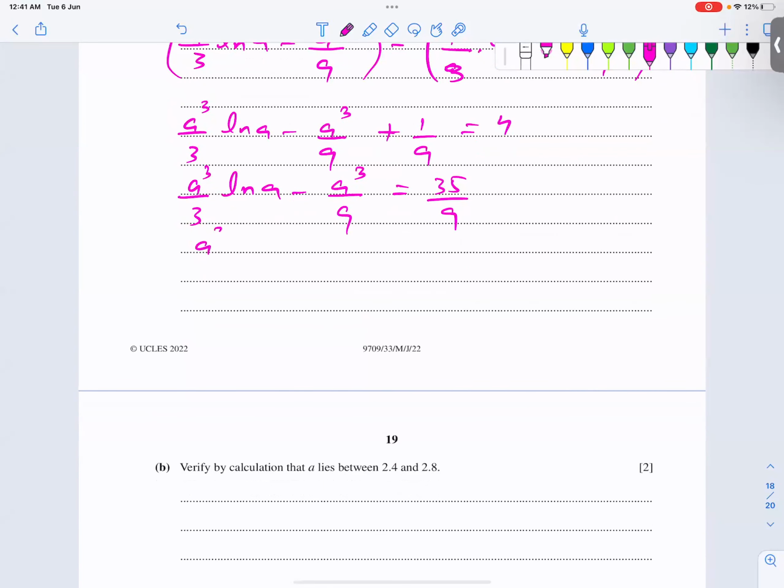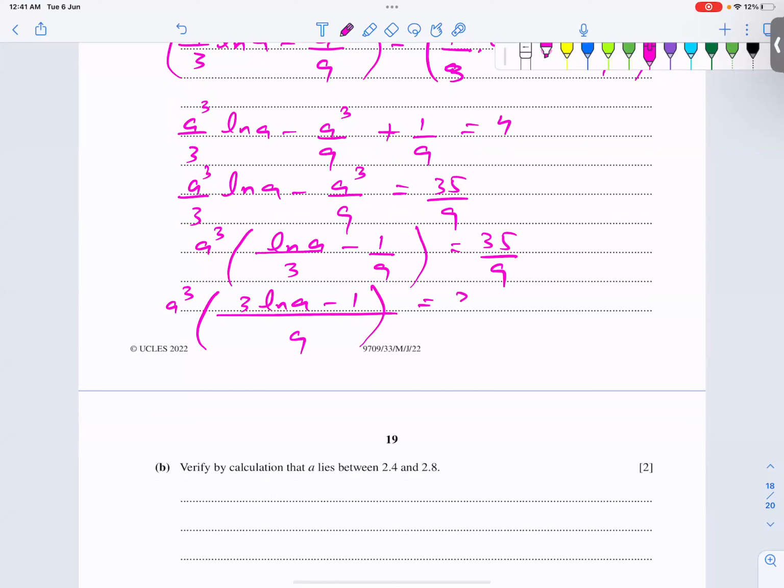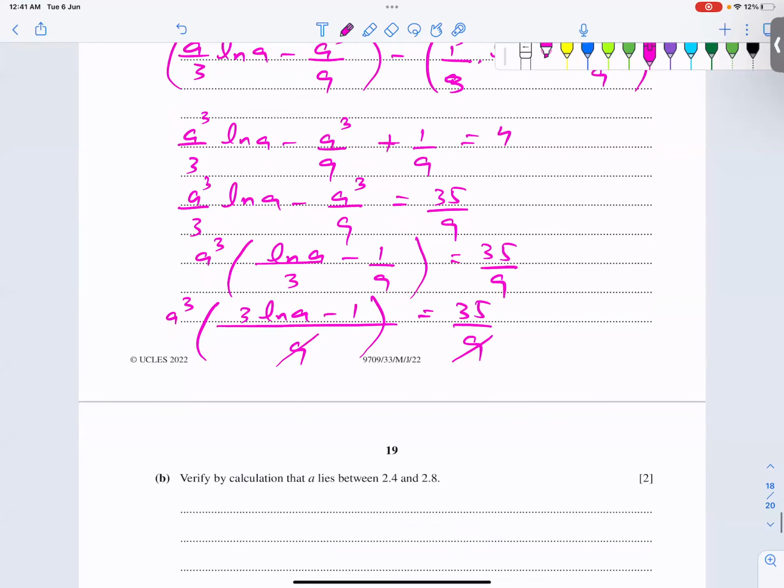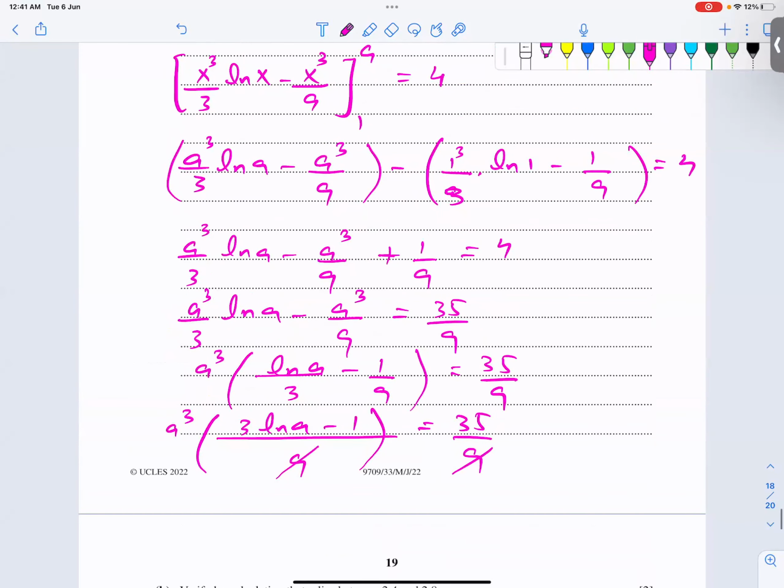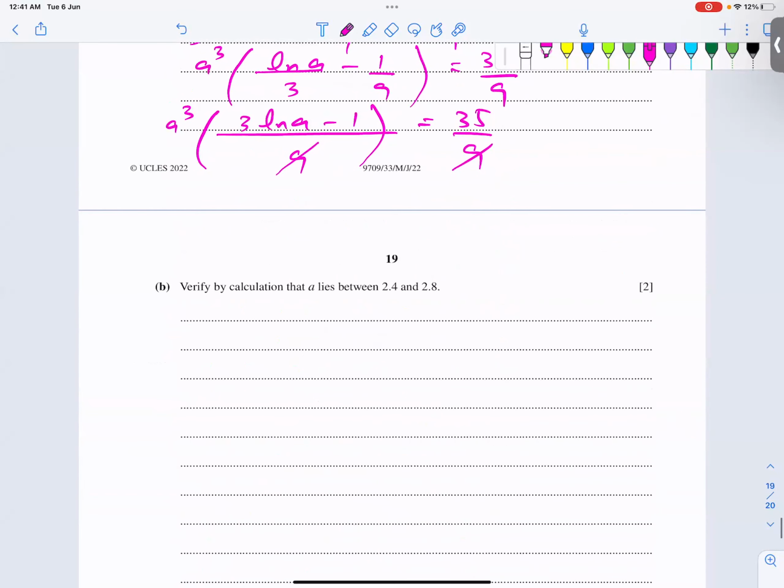So take a cube common. So inside will be ln of a minus 1 ln of this value. Now take the LCM. A cube over 3, this will become 9. 3 ln a minus 1 is equal to 35 over 9. Cancel out these 2 nines and you will get a cube is equal to 35 over 3 ln of a minus 1.